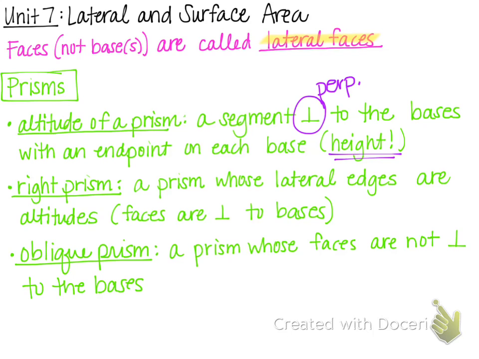Now, a right prism is a prism whose lateral edges are altitudes. So basically the faces are perpendicular to the bases. So this is something like a cube. An oblique prism is a prism whose faces are not perpendicular to the bases. So this is like a box that's been tilted.